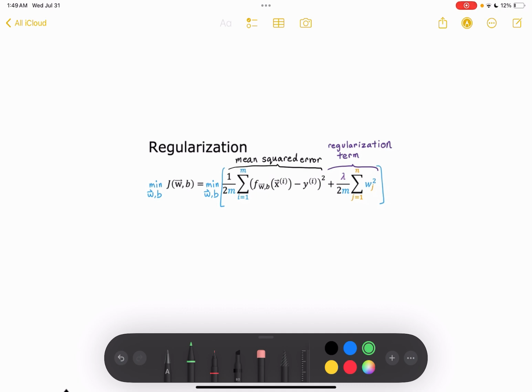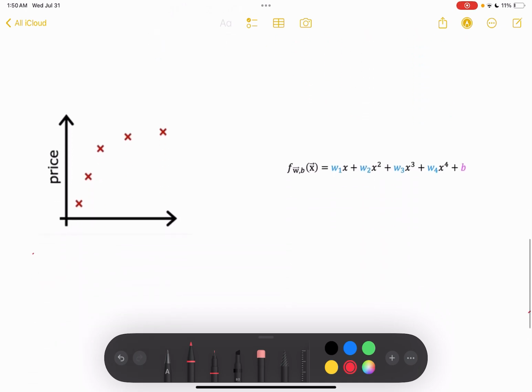We have the mean squared error part of our cost function, and this ensures that our model fits our data well. Because remember, we're comparing our predicted output versus the real value. And then our regularization term is ensuring that we keep our parameters small to avoid overfitting. And lambda actually balances these two goals. Now let me show you what I mean by this.